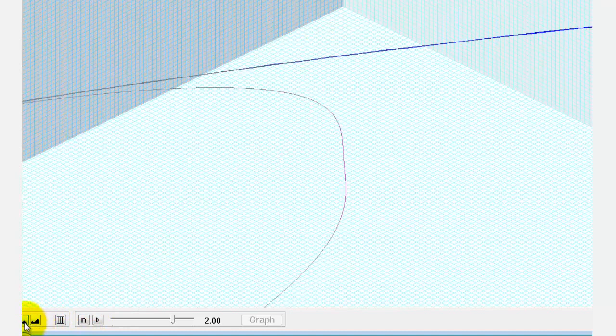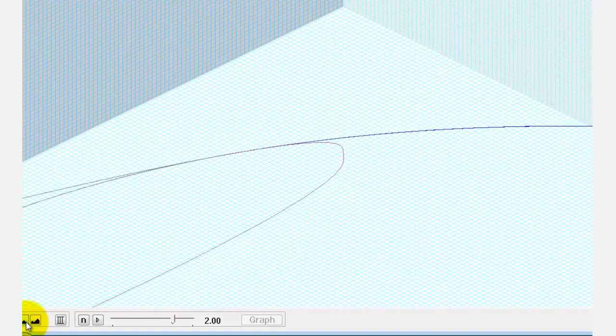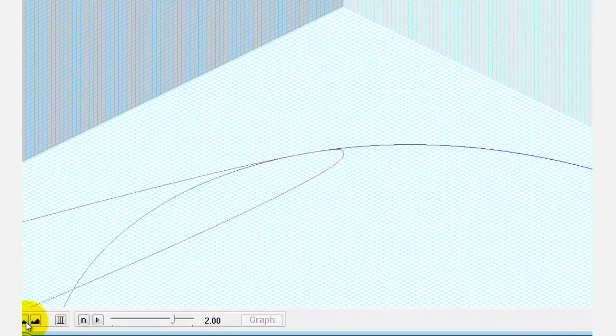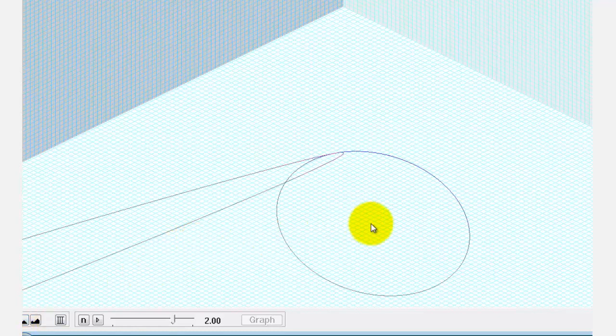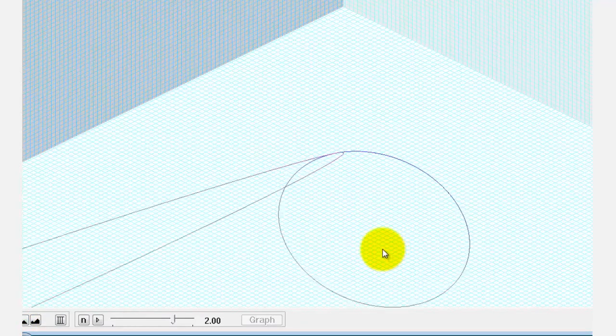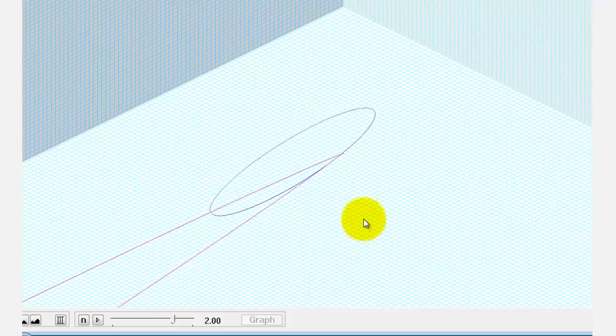If I zoom out, we'll eventually see the circle of curvature. So here we finally see it, but we've zoomed way out, and therefore this radius is extremely large, again meaning the curvature will be extremely small.